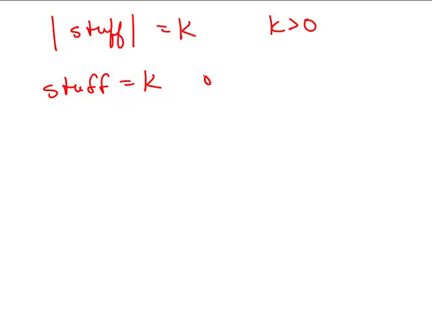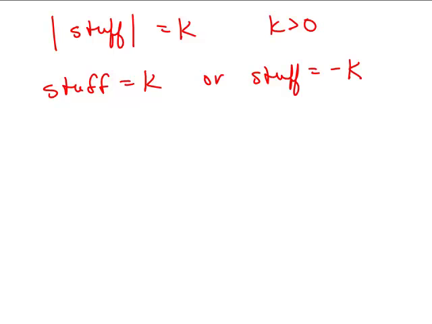Now, what's important is we're going to use this definition where we've got some stuff equaling k, where k is greater than 0, and we're going to take the stuff and equal it to k, or we're going to take all that stuff and equal it to negative k. What's important to notice is you have isolated the absolute value on the left side of the equal sign. It really could be on the right side. It just has to be isolated. And if it's not, you're going to have to do something first to isolate it.